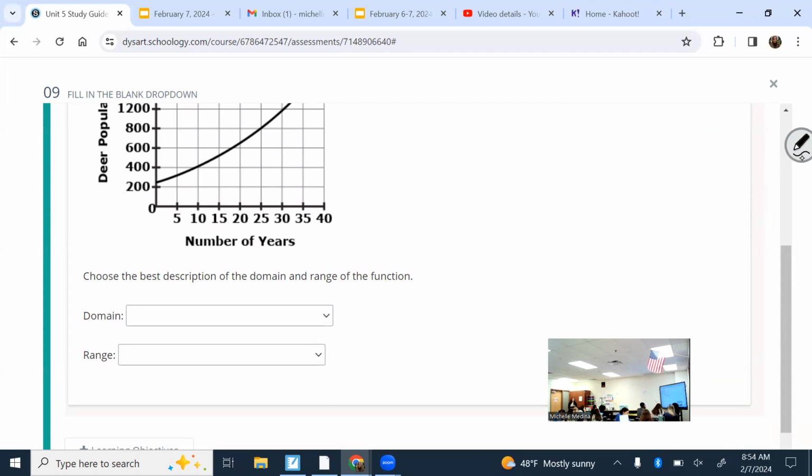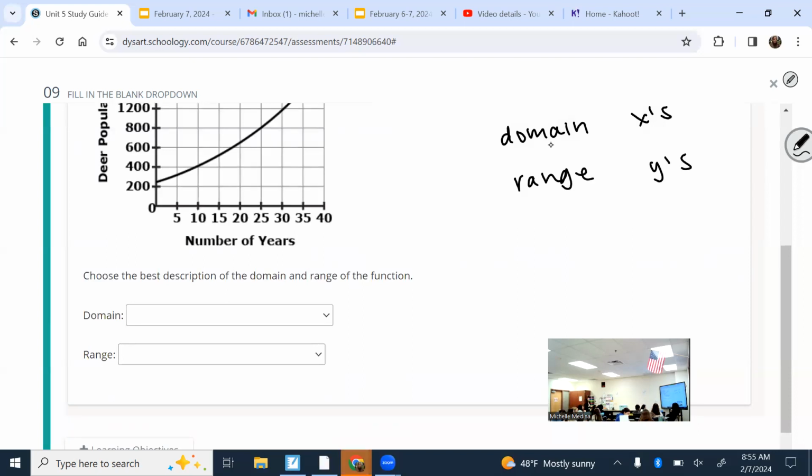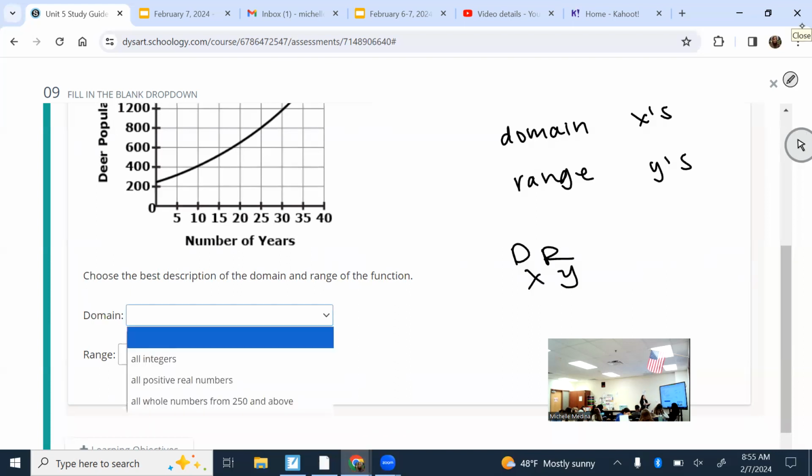In semester 1, we talked about what each one is. Domain refers to all the what? All the X's. And the range refers to all the Y's. What's an easy way to remember which is which? Dr. XY. All right, just a little corny way to remember. But what this is asking is, what's a reasonable value for my X's? And we're talking about number of years, and you do have some options. So all integers, all positive real numbers, or all whole numbers from 250 and above.